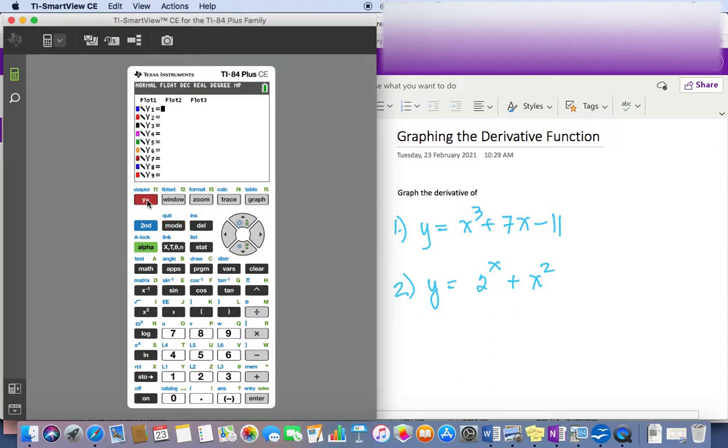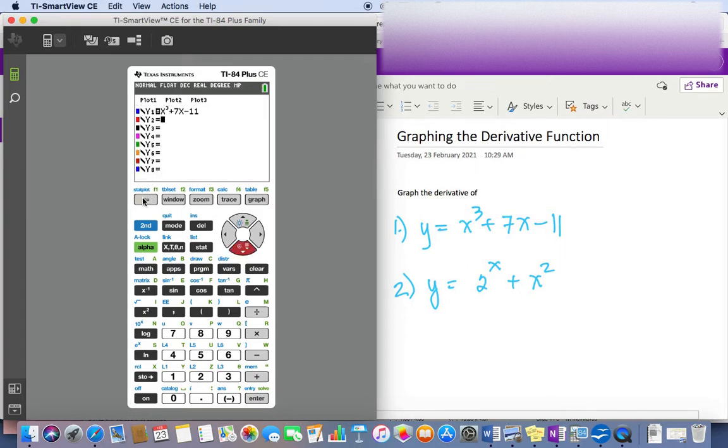So I'm going to write that down into my y1. So I'll have x cubed plus 7x minus 11, and I graph that, and I will be able to see that if I fix my window properly, perhaps adjust it. So let's try negative 50. Okay, so perhaps that's a good enough graph of the original function.